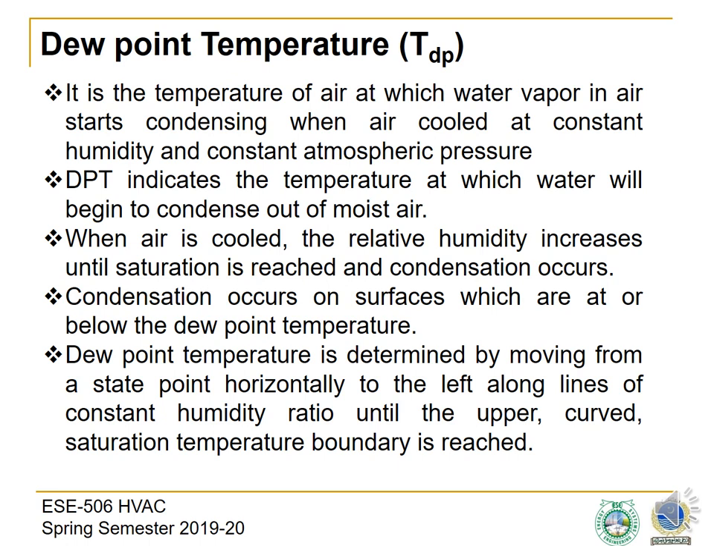Dew point temperature is determined by moving from a state point horizontally to the left along lines of constant humidity ratio until the upper curved saturation temperature boundary is reached. So this is how to determine the dew point temperature on a psychrometric chart.